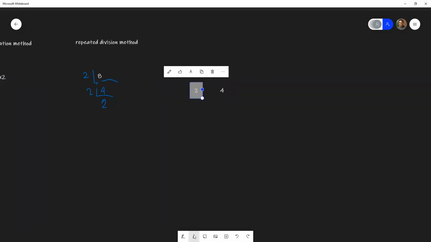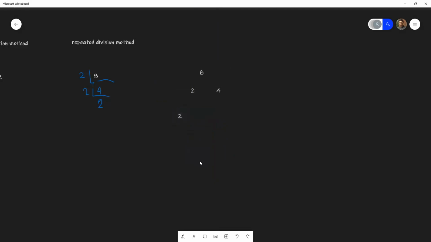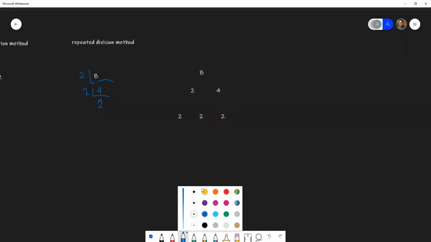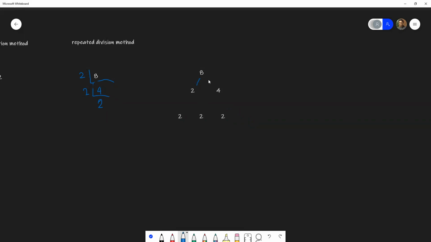And in the next line, I will input 2 again, another 2, and another 2. Okay. And with the pen, I will draw this. Is it clear? Understandable?